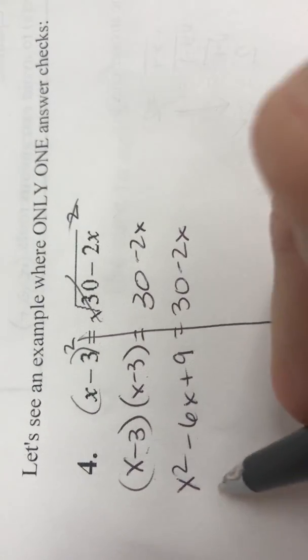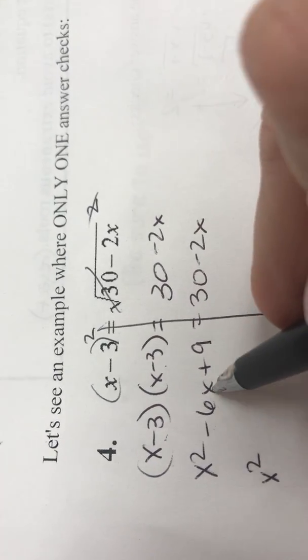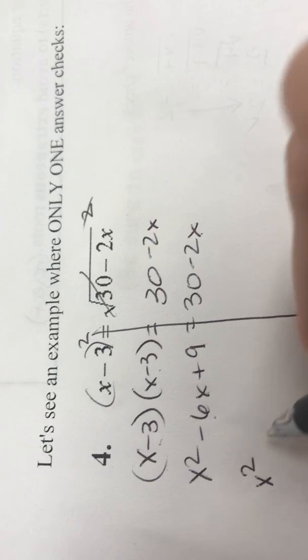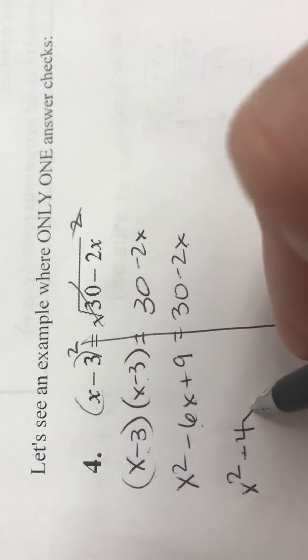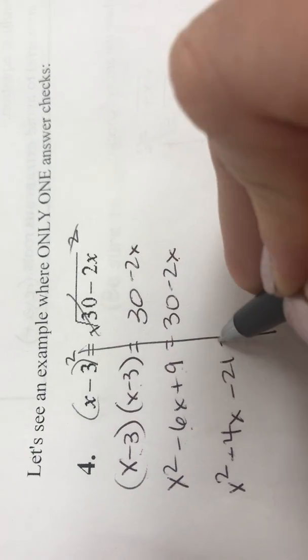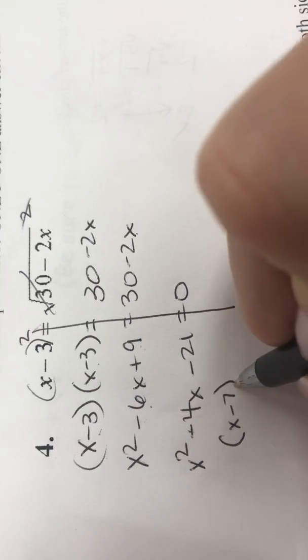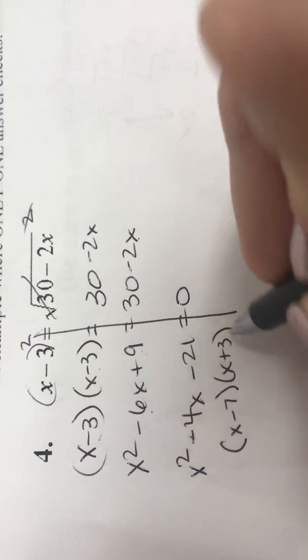And again, I have a squared, so I'm going to move all of this to the left side. Negative 6x, adding the 2x, is going to give me negative 4x. 9 minus the 30 gives me negative 21. Factor that: x minus 7, x plus 3.